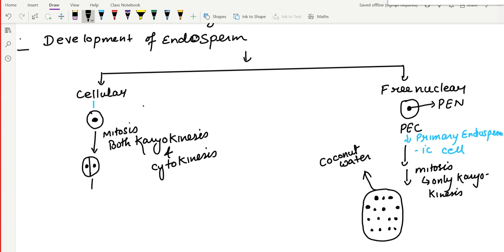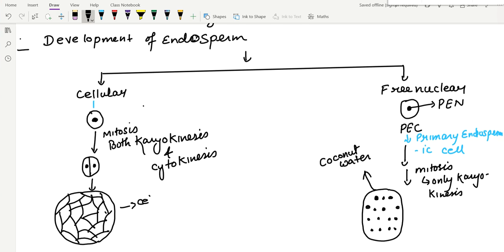Now these cells will further divide, and at the end of the day what you will get? You will get a mass of cells, inside which many different cells will be present. So if you are getting an endosperm as a result of both cytokinesis and karyokinesis, then what we'll say? That this is called cellular endosperm. So this is your cellular endosperm.